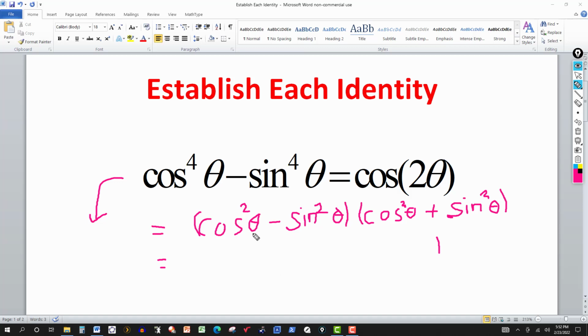And then you have another identity that tells you that if you have cosine squared of an angle minus sine squared of the same angle, that's always going to be the cosine of double that angle. So I get cosine 2 theta times 1, which of course gives you the cosine of 2 theta. Sometimes you'll put this in parentheses just to make sure that you know it's the cosine of the whole thing and not the cosine of 2 times theta. But either way, this is the result, cosine of 2 theta.